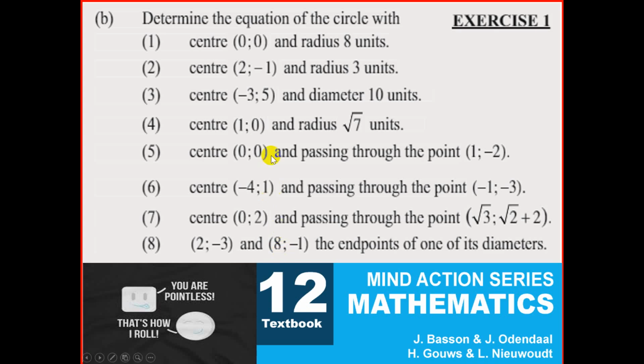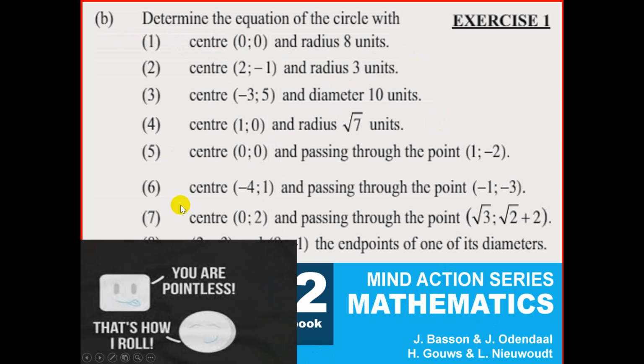We're looking at the exercise from the textbook that we are using, Mind Action Series, Mathematics, Grade 12, and we would like you to work out exercise 1B, questions 1 to 7. Thank you.